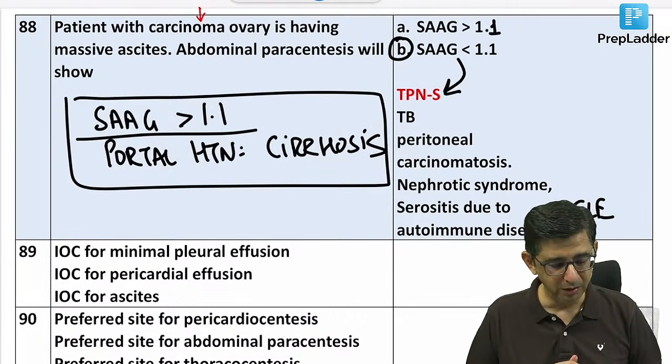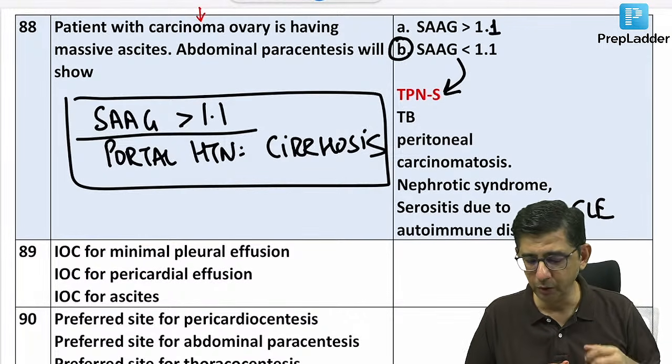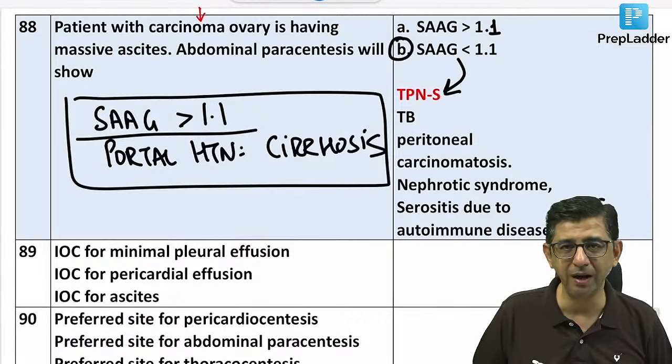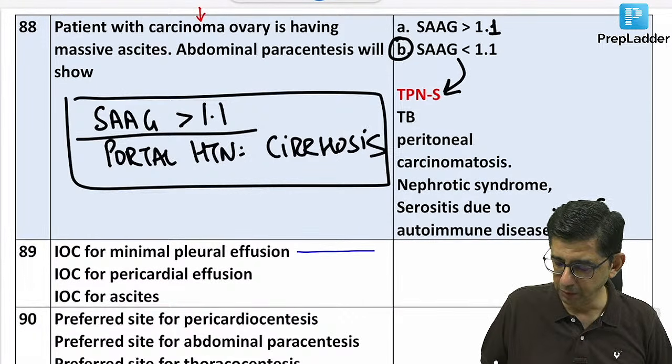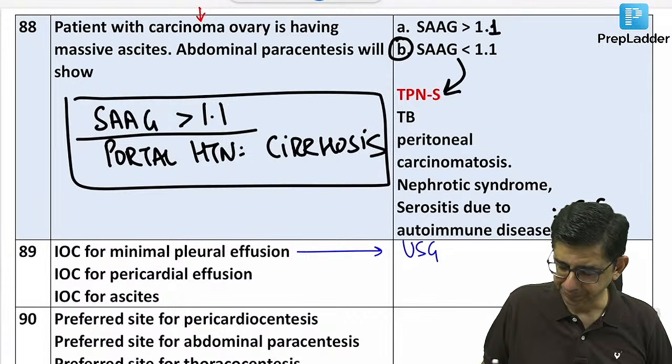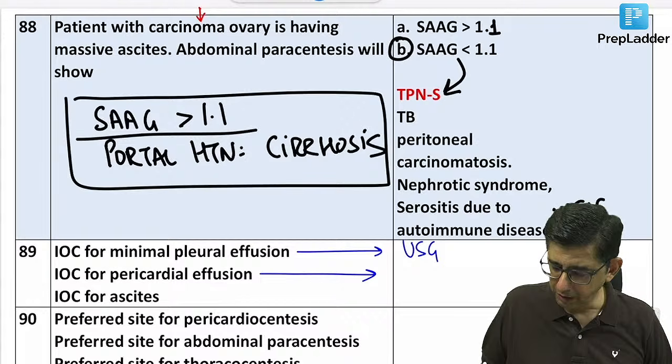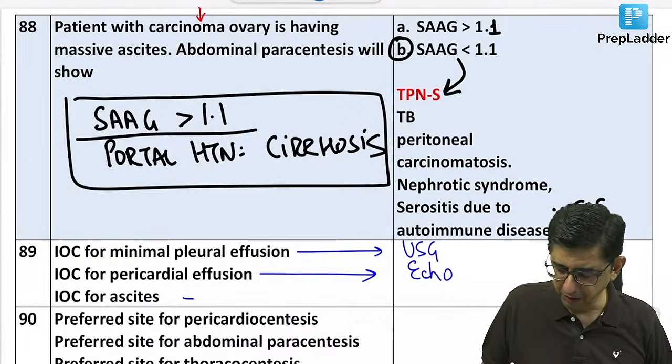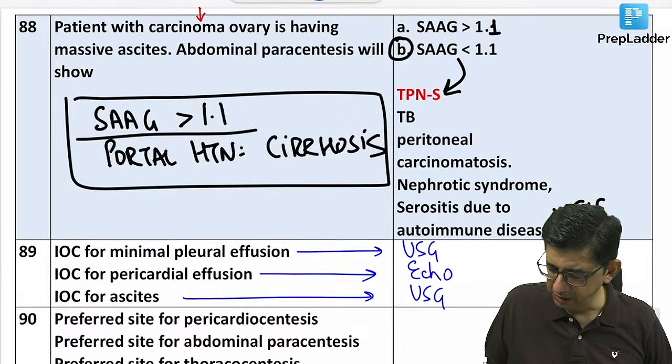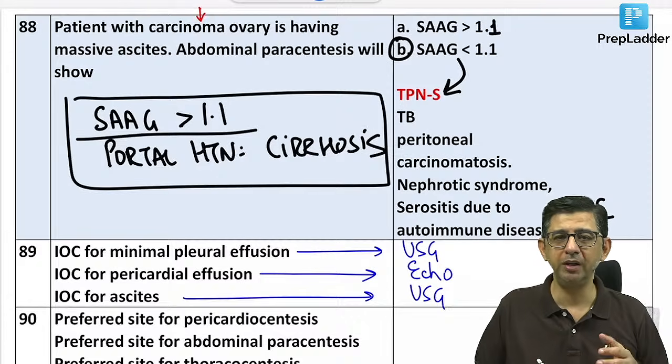Okay, what is the investigation of choice for minimal pleural effusion? Yes, guys, SAG and Light's criteria are always asked. Investigation of choice for a minimal pleural effusion would be an ultrasound. For a pericardial effusion it would be echocardiography, and for ascites again the answer would be given as an ultrasound only. The only point is values will change.